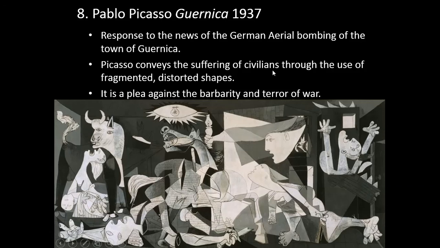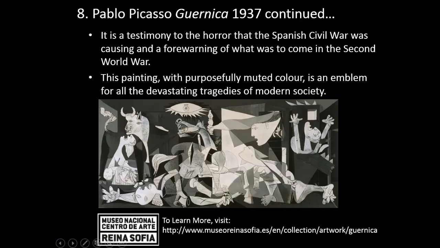Picasso conveys the suffering of civilians through the use of fragmented, distorted shapes. It is a plea against the barbarity and terror of war. It is a testimony to the horror that the Spanish Civil War was causing in Pablo Picasso's homeland, Spain, and a forewarning of what was to come in the Second World War. This painting, with purposely muted color, is an emblem for all the devastating tragedies of modern society.